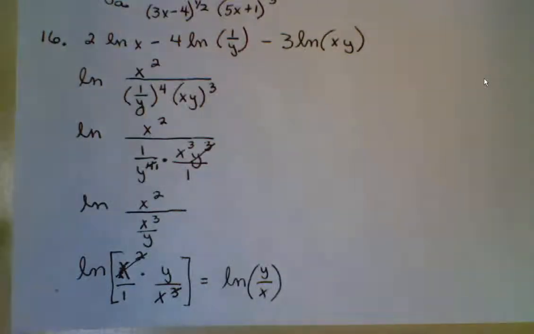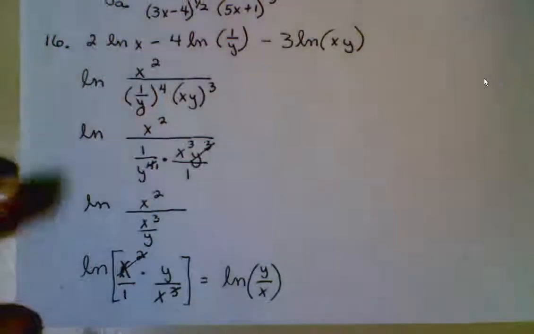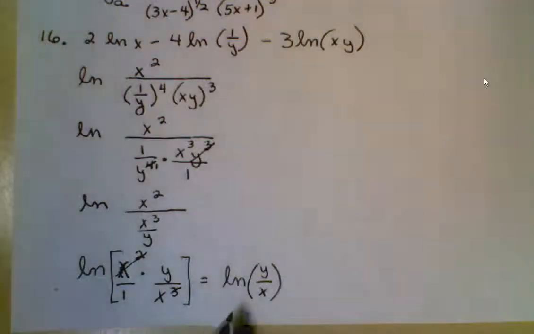Remember the directions here said write as a single logarithm. I could separate that into natural log of y minus natural log of x, but that would be 2 logarithms, and the directions said write with only 1 logarithm. So there it is.